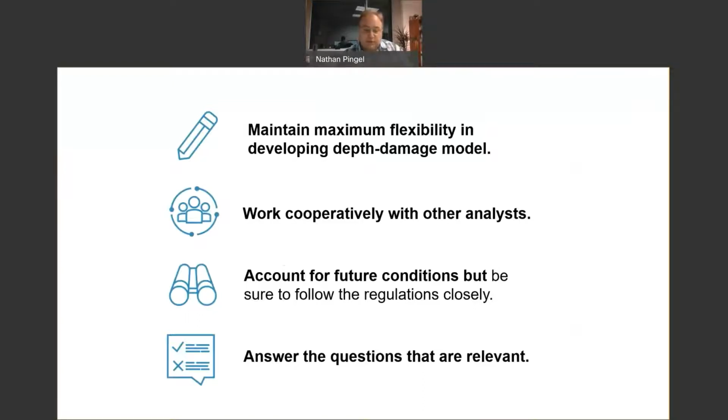I think it's also important to account for future conditions and to be sure to look at the regulations closely. For example, we've got to make sure we follow the NFIP and local guidance. ER 1105-100 is clear about what you have to do and the details of the most likely condition and future conditions.